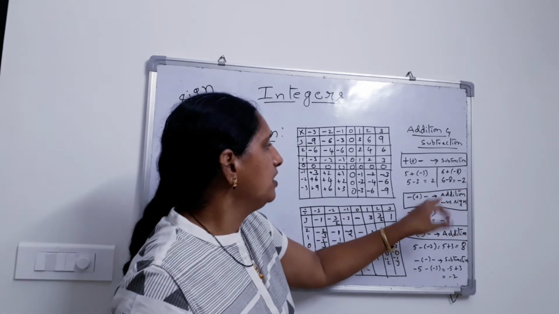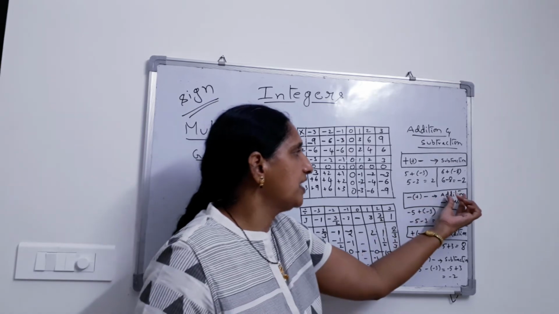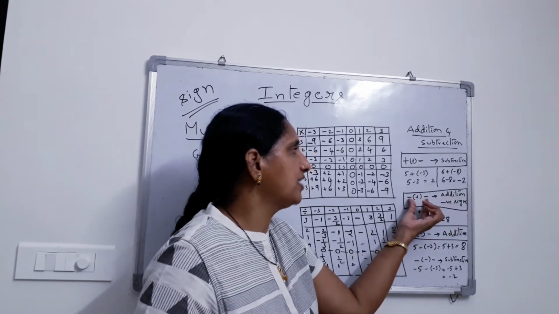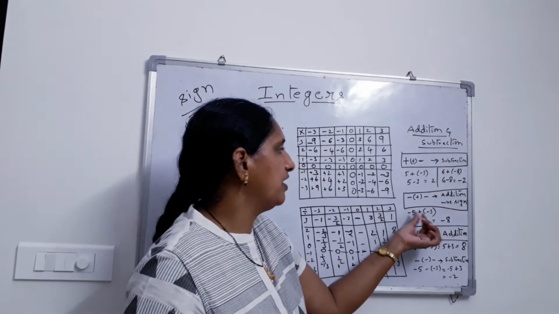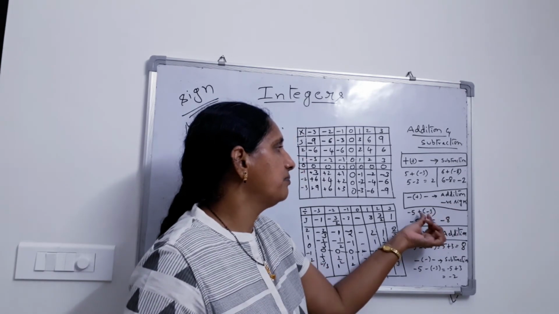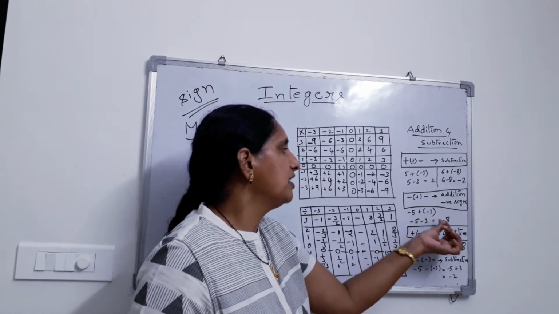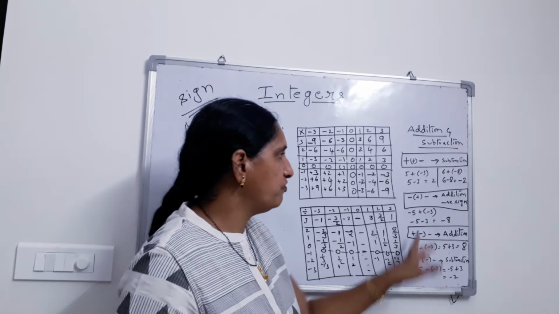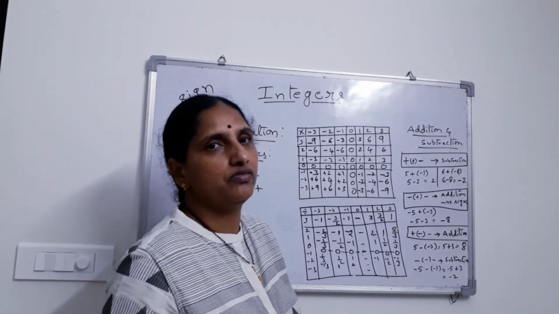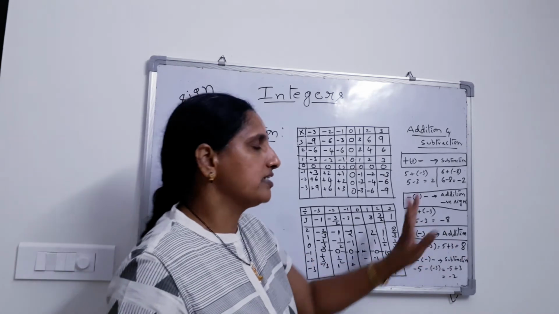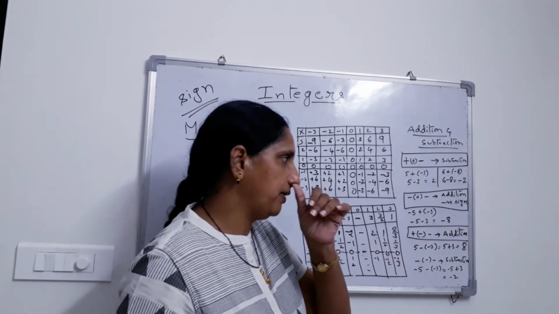So, similarly, when two negative integers are added, addition takes place and the common sign is negative. So, you will get a negative sign. So, minus 5 plus minus 3. Plus of minus is minus. Minus 5 minus 3 is minus 8. So, 5 and 3 are added. What sign will you get? The common sign. Whichever sign is common in both, that sign you are going to get. If both are plus, you will get plus. If both are minus, you will get minus.